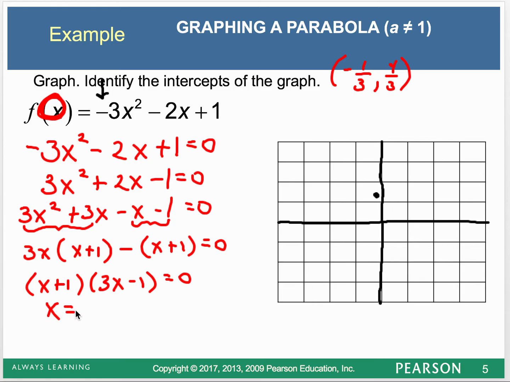So x equals -1, and x equals 1/3. Now remember, these are points, these are our intercepts, so that's when y is 0. This is the point -1, 0, and the point 1/3, 0. So -1, 0, and 1/3, 0. Okay, and you're saying, uh-oh, our other one didn't go through, but remember I went the wrong direction.